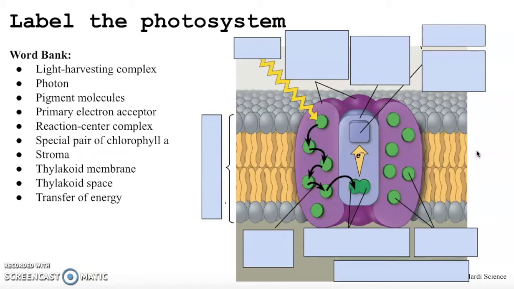So the next thing I had your classmates do was to label the photosystem. If you haven't already done so, make sure you pause this video and try to label it on your own using the word bank to your left. But I'm going to go ahead and get into the answers of how you can label it.